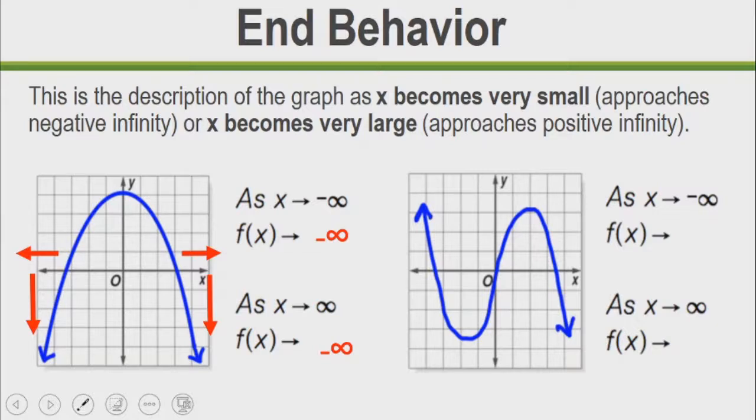For the second example, we can see that as x approaches negative infinity, the function is approaching positive infinity. And then at the other end, as x is approaching positive infinity, we can see that our function is decreasing. So, as x approaches positive infinity, f of x is approaching negative infinity.